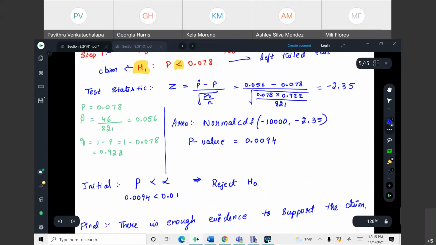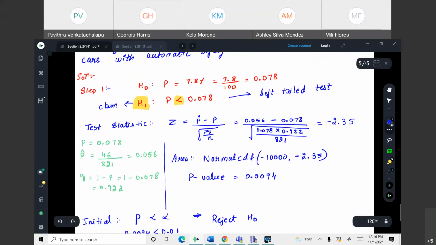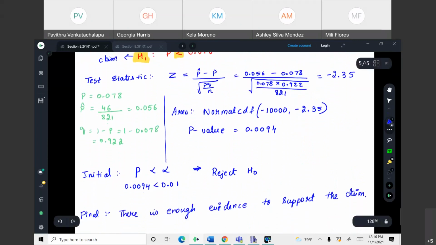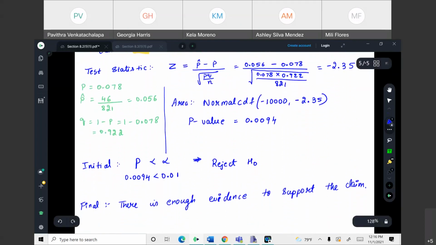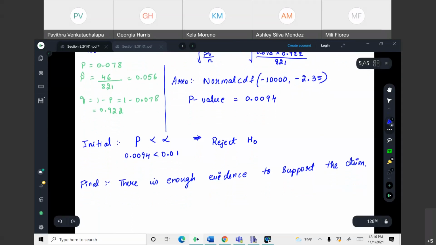This is how you have to solve these problems. It will be very easy. You just have to write the H0, H1 and then find out the test statistic. From there you will be finding out the p-value and then you will compare p with alpha. If it is less than, you will say reject H0. If it is greater than, you say fail to reject H0. Depending on that, you will make the final conclusion.